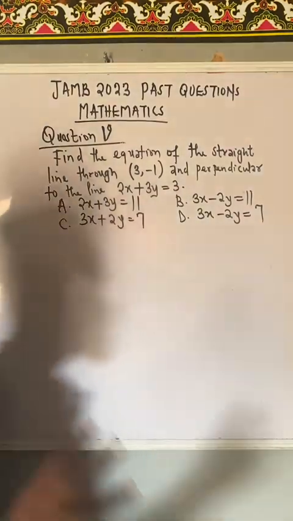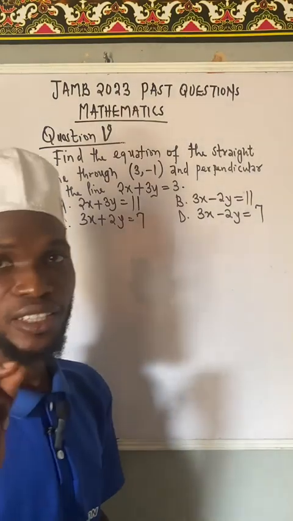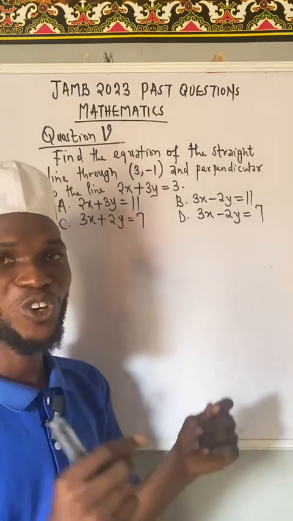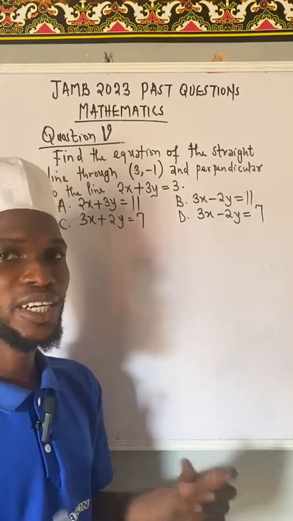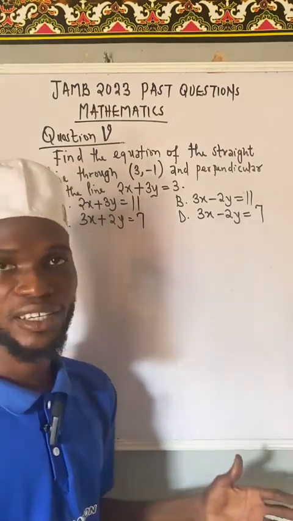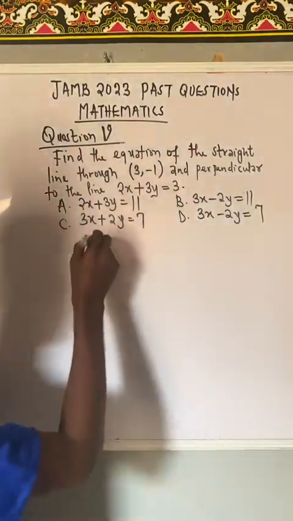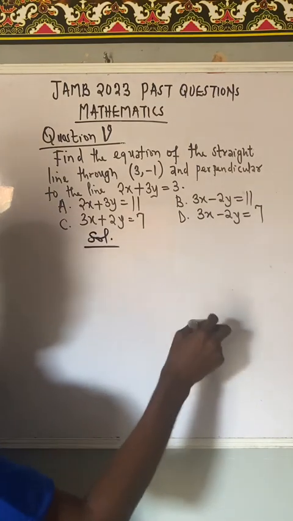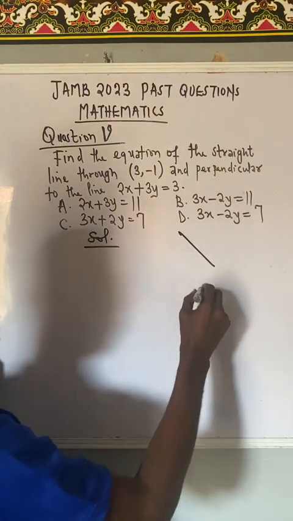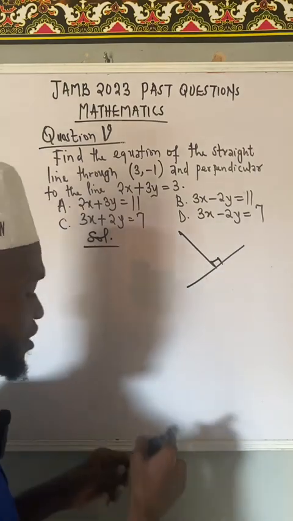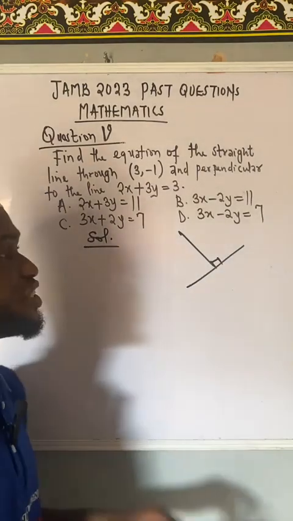If two lines are perpendicular to each other, there is a condition for their slope. There is a condition that connects their slope together. And if two lines are parallel to each other, there is also a condition for their slope. Let's go for solution. Now, let's say one line is coming like this and the other is coming like this. The angle between them is 90 degrees. That means these two lines are perpendicular.